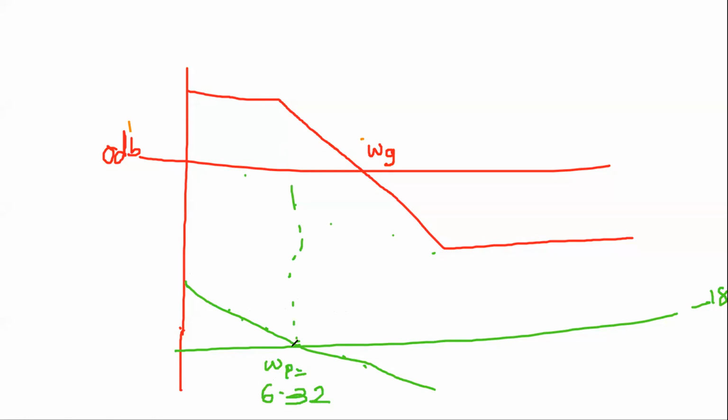Now look here, this omega p is less than your omega g. We have to go from here to here. This is the thing of interest, and it is called gain margin. How do I find gain margin? From the phase crossover frequency, I have to go up to the 0 dB line, and the magnitude between the Bode plot and the 0 dB line is nothing but the gain margin.